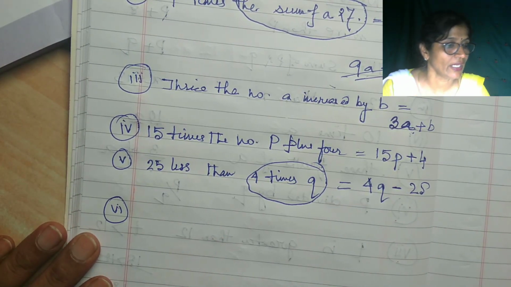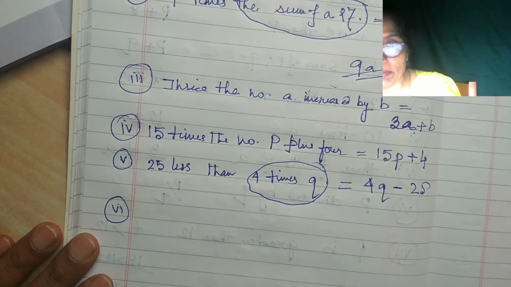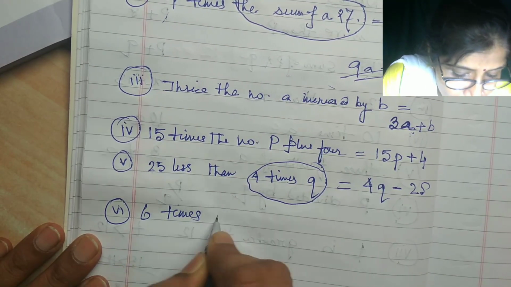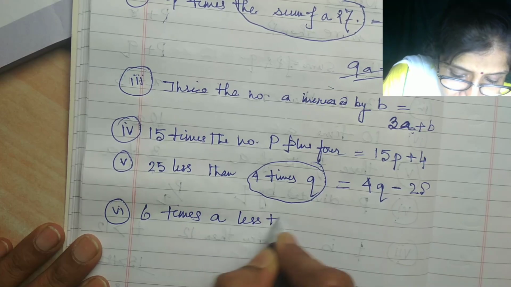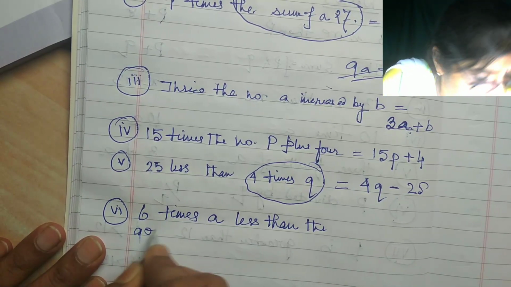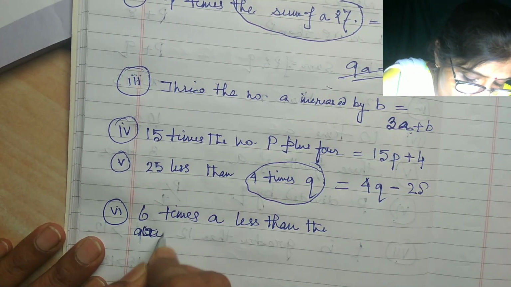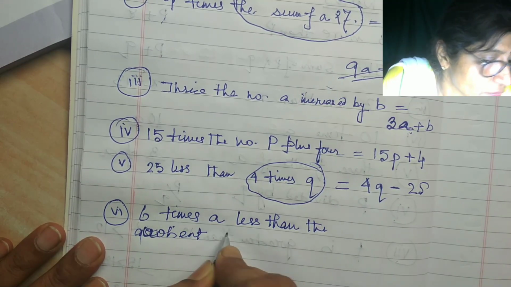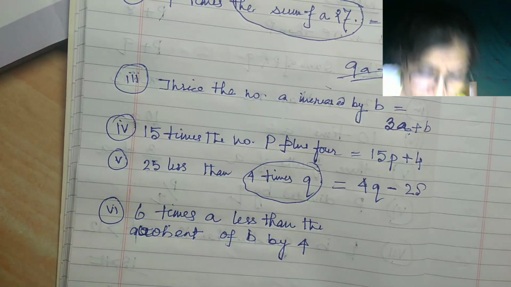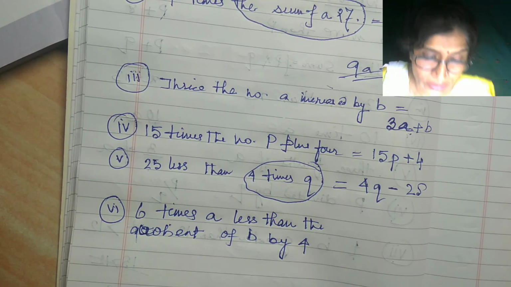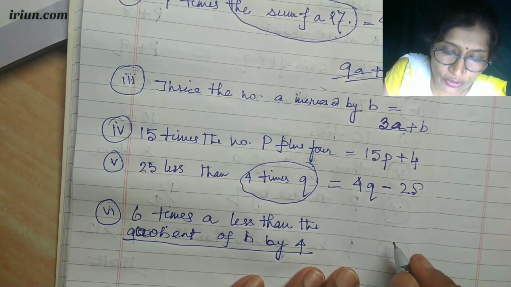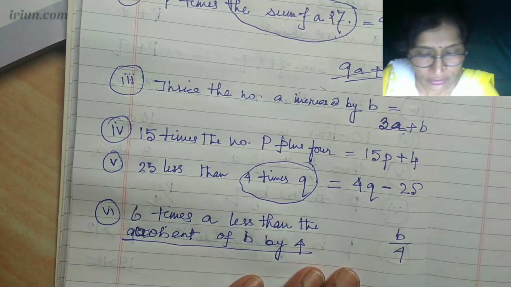6 times A less than the quotient of B by 4. Here two parts are there. 6 times A, less than, the quotient of B by 4. So what is here? 6 times A less than the what? Less than this quotient of B by 4. So what is the quotient of B by 4? B divided by 4. That is the quotient of B by 4.